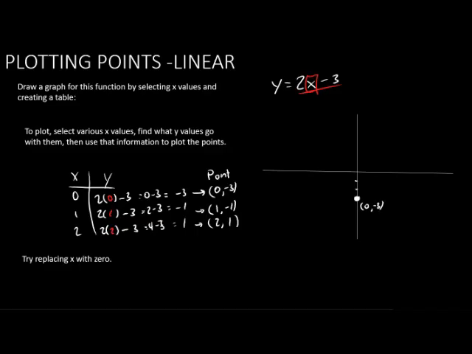Our next point will be at 1, negative 1, so we'll go right over to where x equals 1 and make another dot at 1, negative 1. Our next point will be 2, positive 1, and so we'll go over to where x is 2 and we'll go up to positive 1 on the y-axis. So right by 2, up by 1. Then we will connect the dots with a straight line. So now we have drawn the graph for y equals 2x minus 3.